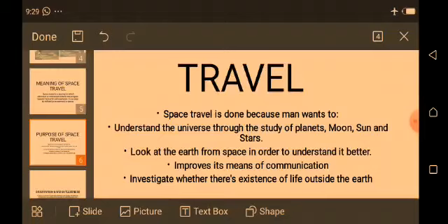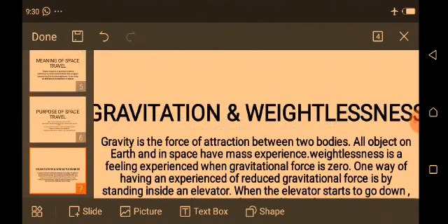It is also the help of space travel that helps us to know the number of planets that we have, the number of moons, the stars, and also the sun. It is the help of space travel that made us know all of that. Now let's look at the meaning of gravitation and weightlessness. When we mention gravity, it is the force of attraction between two bodies.